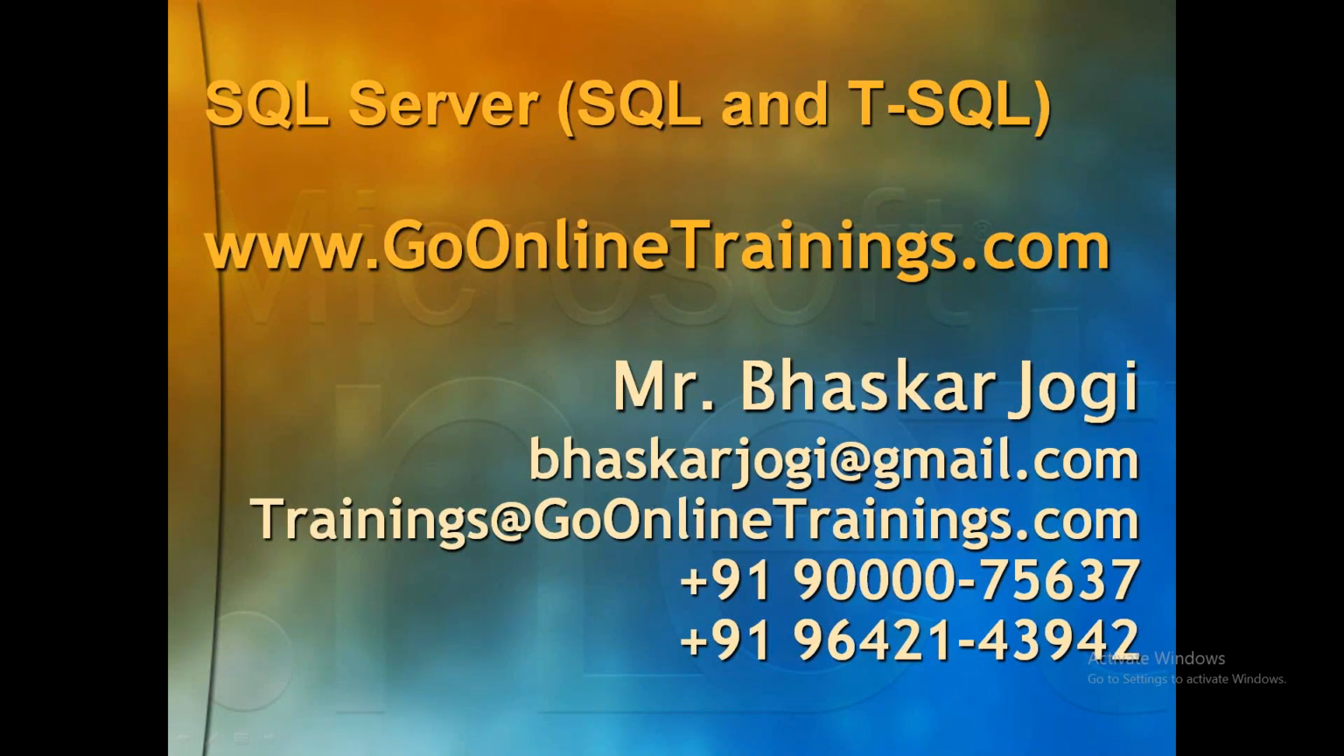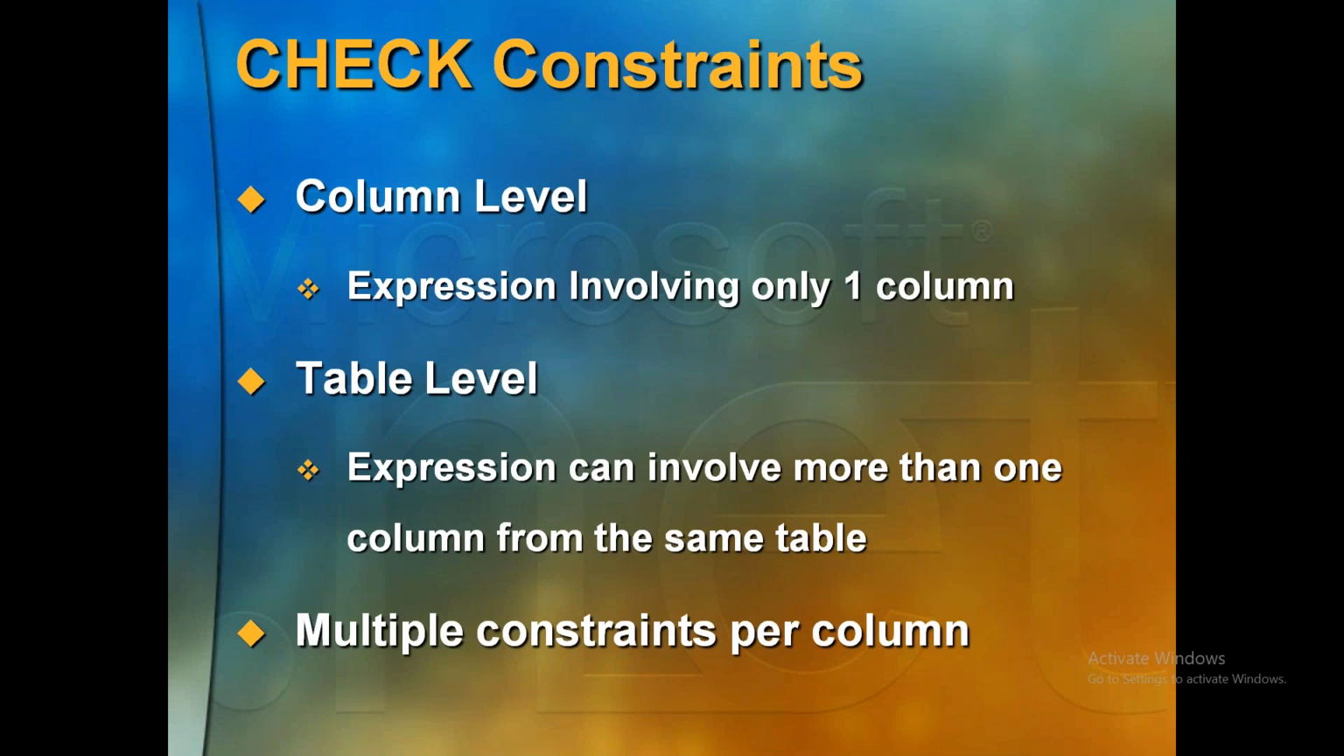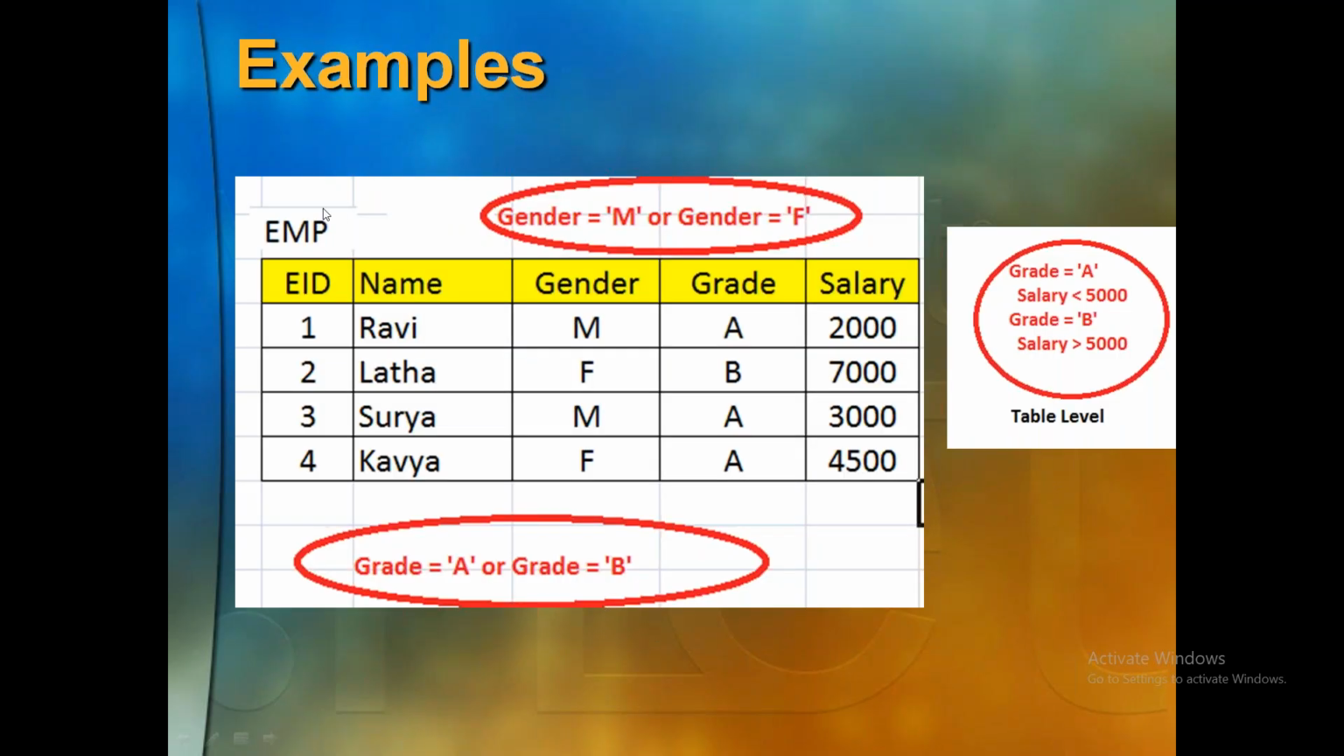So now we wanted to discuss check constraints. Column level check constraints we have, table level check constraints we have, and multiple check constraints where check constraints can be implemented. For example, I have created an employee table. Employee ID is the primary key. Employee name, I don't have any condition. Gender, I wanted to restrict. Gender could be either male or female. Salary should be greater than zero.